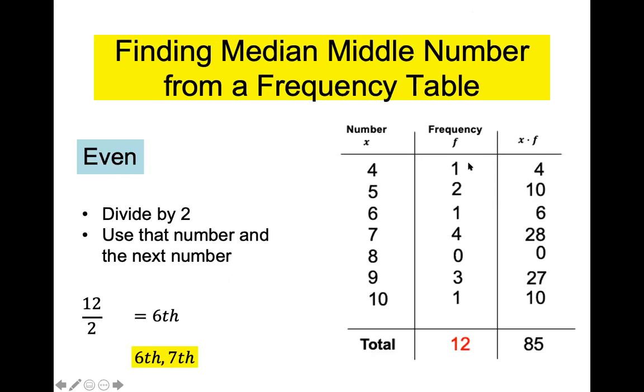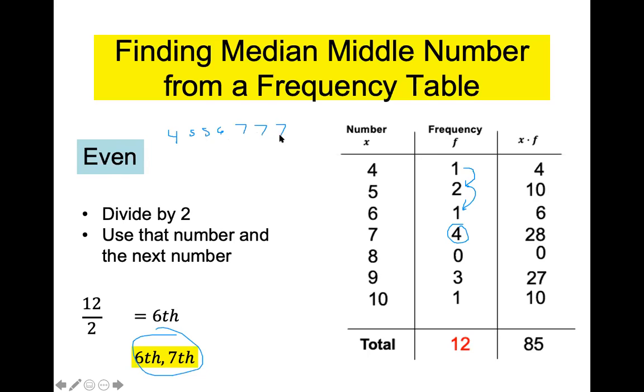Okay, there's only one 4, so 4 is the first number, but there's two 5s. So the third number is 5. I need the 6th and the 7th number. The fourth number is a 6, and then we've got a string of 7s. 1 plus 2 is 3, plus 1 is 4. Well, I've got 4 more 7s. If I had to write this out, it would go 4, 5, 5, 6, and then four 7s.